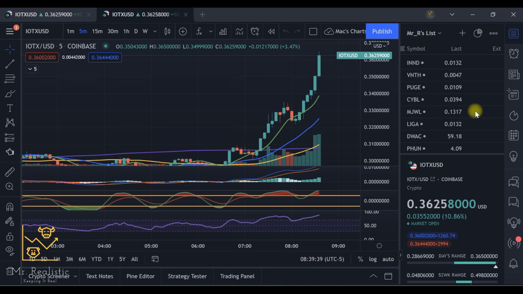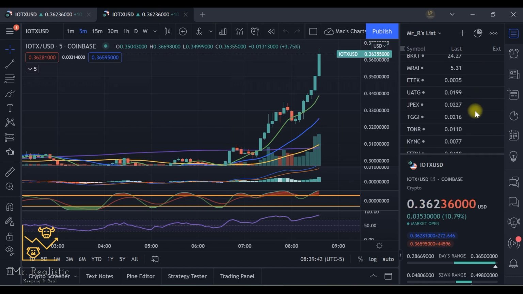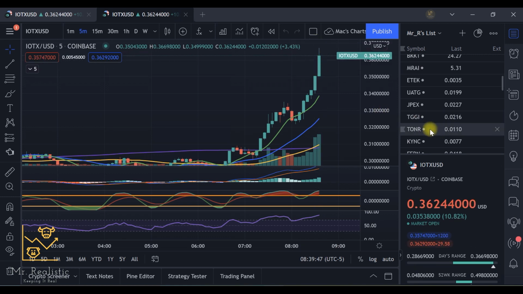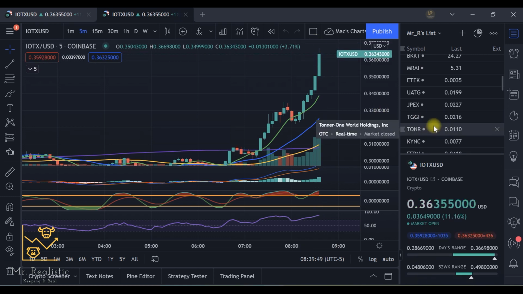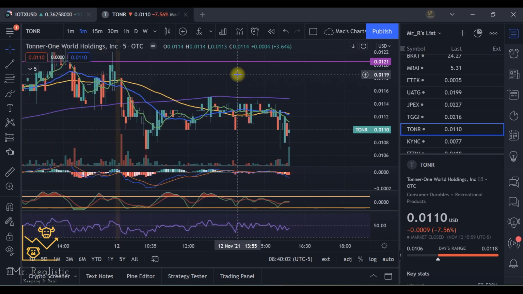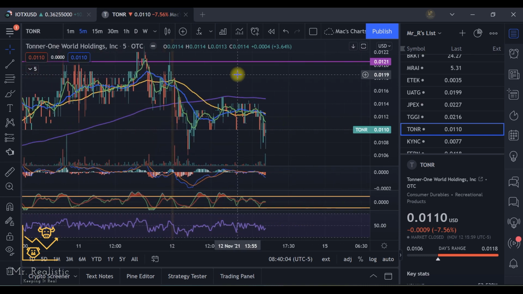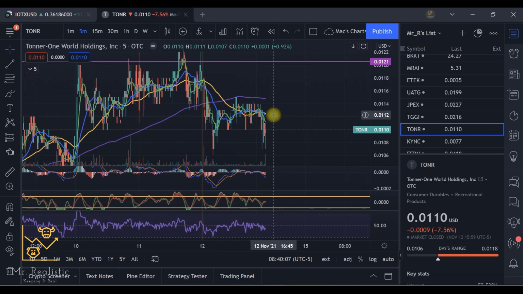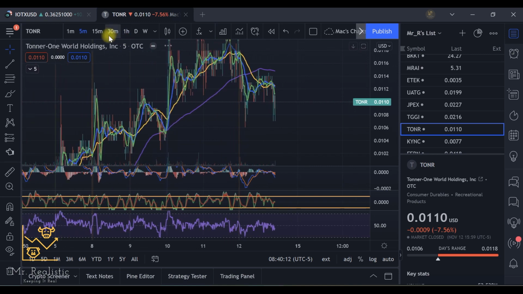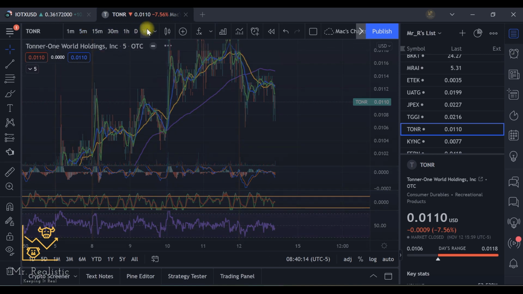Let's see here. Toner. Oh, look at those spikes. You see the spikes going up? Those are volume spikes. It's pretty cool, pretty fun to watch. So here's toner. This is just a resistance bar right here. If we look at toner, this is the 5 minutes, very low volume. We've had very low volume across, no surprise. So let's bring toner up to the weekly and let's work backwards.